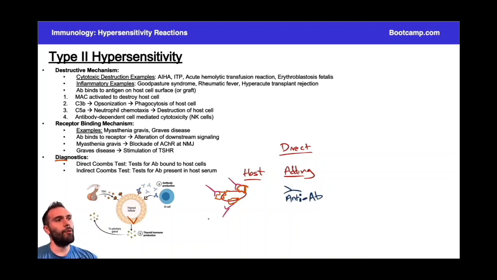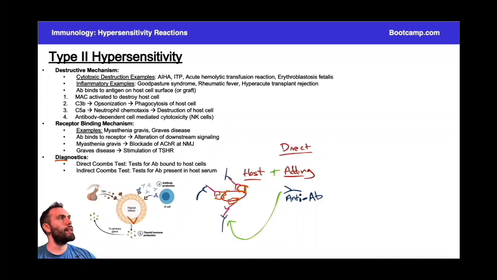And so what this looks like is, when I add these two things together, these anti-antibodies are going to bind to the Fc portion of the antibodies that are bound to my red blood cells. And when I get a bunch of these added antibodies binding, it's going to cause this whole solution to agglutinate, because you can imagine there's going to be other red blood cells here. They're all going to agglutinate, and that's going to indicate a positive test.